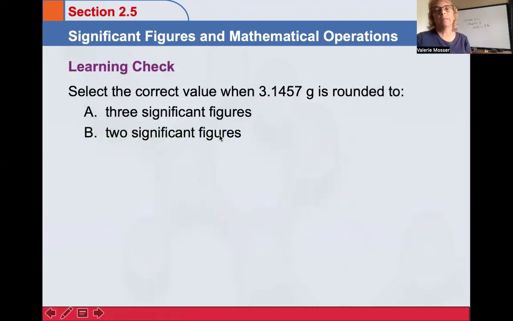So let's just practice. We're going to take the first 5 digits of pi, 3.1457. For part A, you're going to round this number to 3 sig figs. And for part B, you're going to take this same number and round that to 2 sig figs. You're not going to round the answer in A to get B.